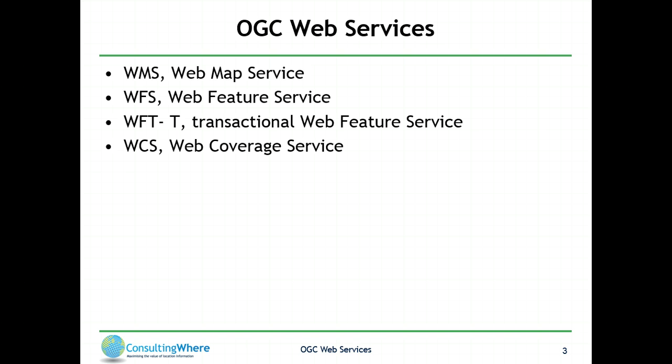WMS stands for Web Map Service. This is the OGC equivalent of Google Maps. WFS stands for Web Feature Service. This is a service that allows you to download data. WFST stands for Web Feature Transactional Service. That allows you to upload and download data. And WCS stands for Web Coverage Service, and that's to do with raster data.